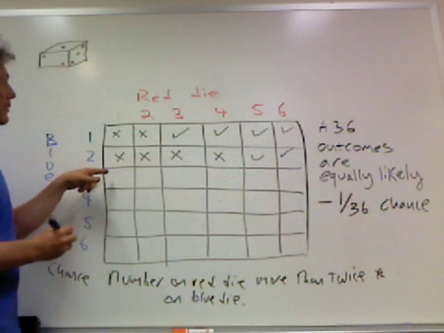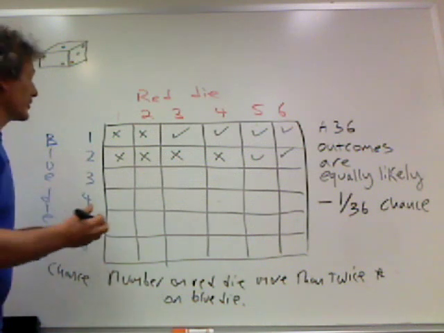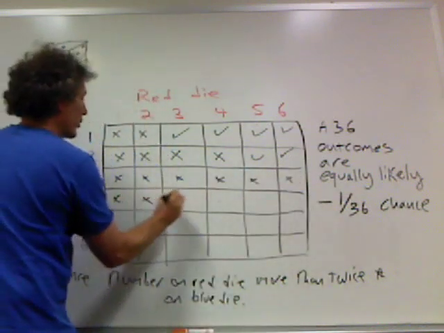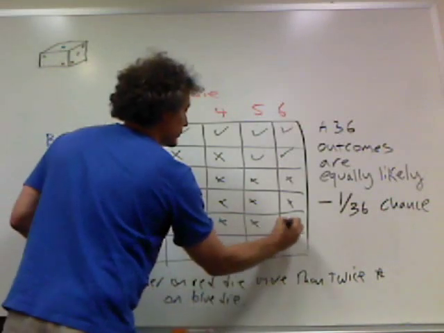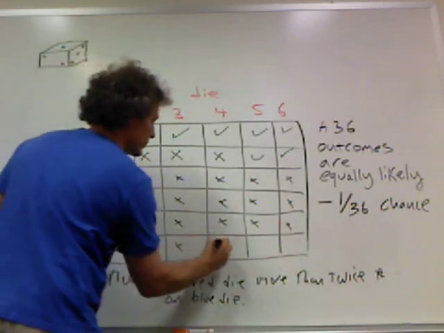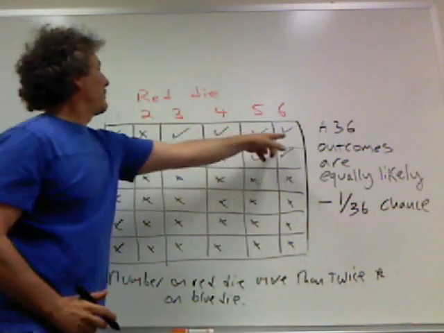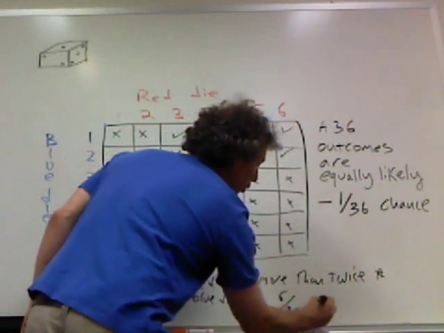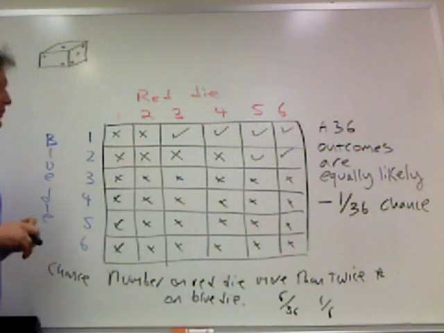And now for 3, well, twice 3 is 6. Nothing's going to be more than 6 on the red die. So I think you can see that the rest will all be no-goes. So we've only got 1, 2, 3, 4, 5, 6 out of 36. So the chance is 6 out of 36, or 1 out of 6, that the value on the red die is more than twice the value on the blue die.